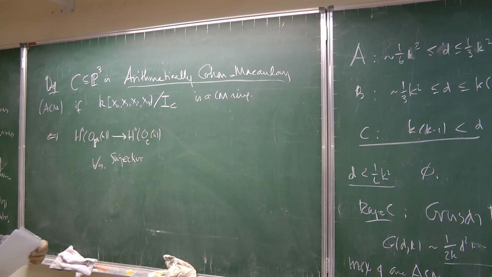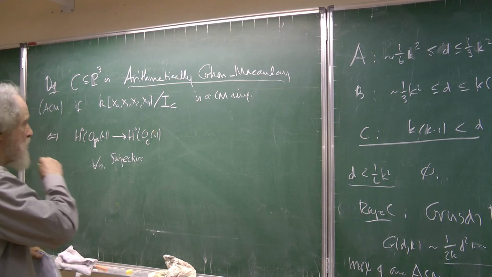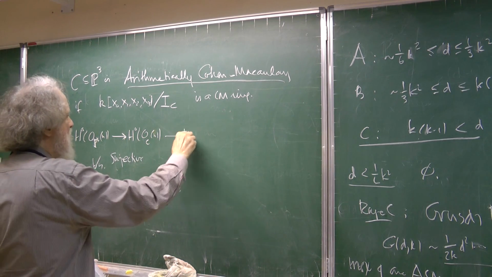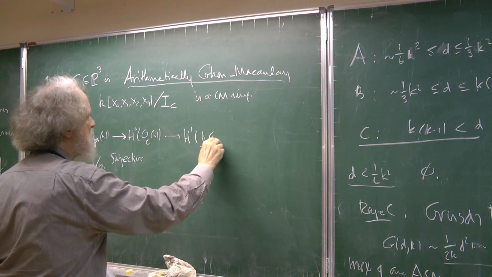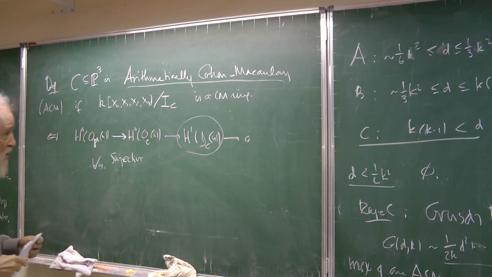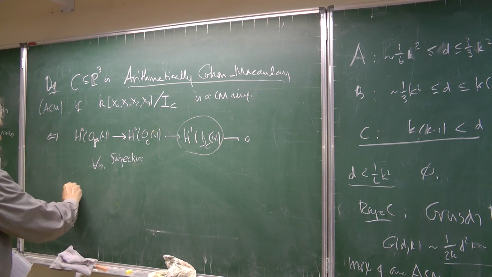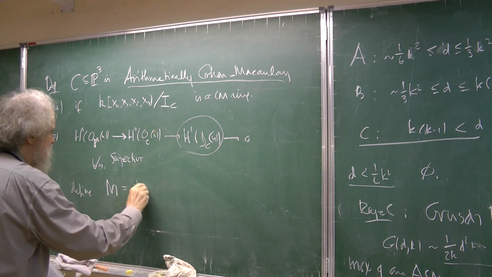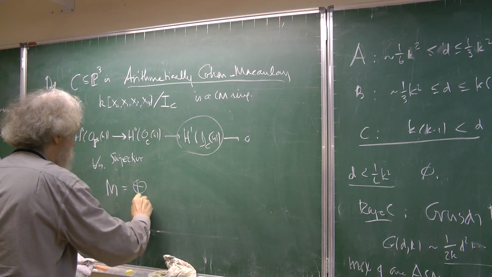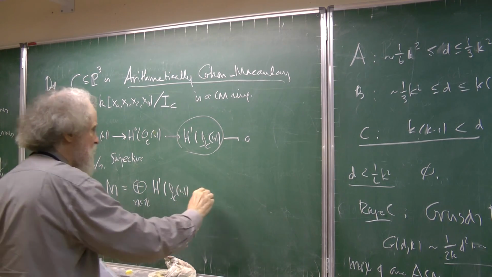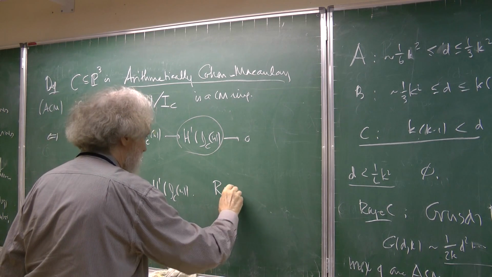It's the best possible world. Another way of thinking about them is that if you look at the exact sequence in cohomology, the next term over here would be H1 of the ideal sheaf of C twisted by n, and then comes a zero after that. So you can use this cokernel over here to measure whether a curve is ACM or how far away it is. And you can define a certain module, M, which is the direct sum over all n in Z of H1 of the ideal sheaf of C(n). And this is called the Rao module, after Prabhakar Rao.